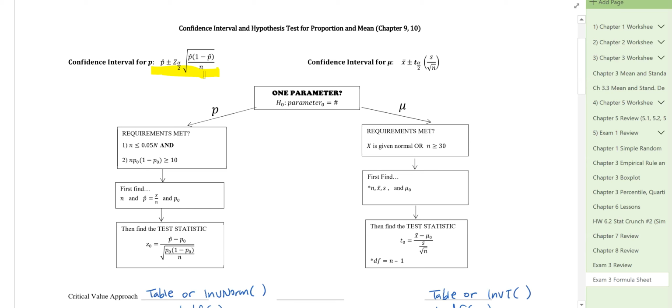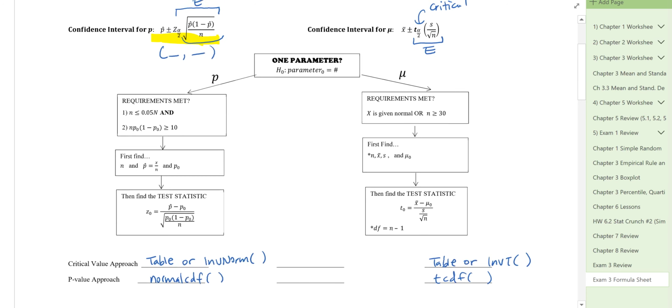p hat is your sample proportion, also the point estimate for p, and z of alpha over 2 is your critical value. If I use the critical value, z of alpha over 2, times this quantity over here, we get the error. This is your error, and the confidence interval we write as lower bound, comma, upper bound. Very similarly for the mean, you can do the same thing. Point estimate x bar plus or minus your error, and this is your error, where t of alpha over 2 is the critical value.